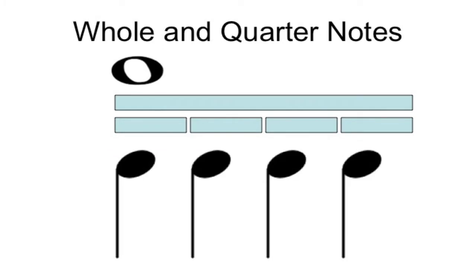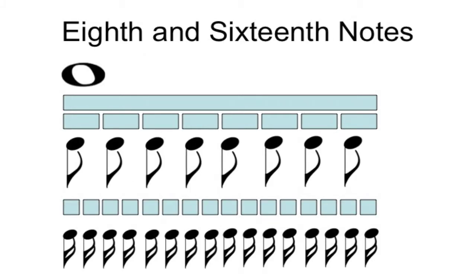Quarter notes, as the name implies, are a quarter the value of a whole note in terms of time. Notice the bars, how it takes 4 bars to equal the length of a whole note. Looking at 8th and 16th notes, an eighth note is an eighth the value of a whole note. It would take 8 eighth notes to equal the length of a whole note. And subsequently, if you look below at the 16th notes, notice that it would take 16 16th notes to equal the length of a whole note.